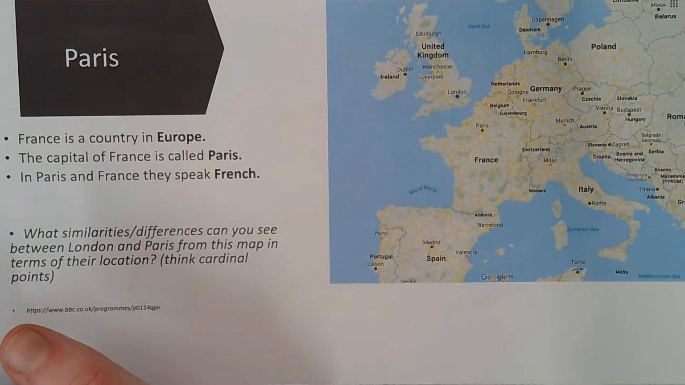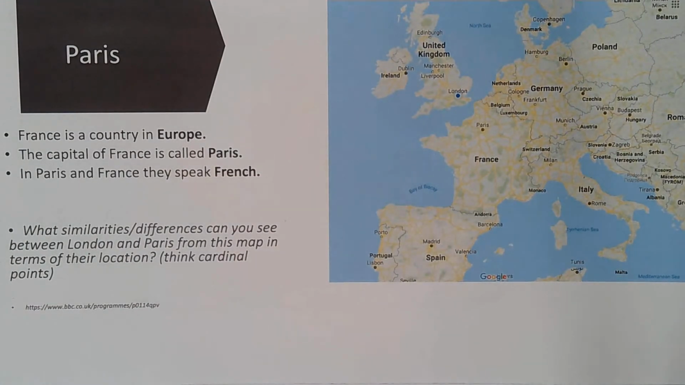What similarities or differences can you see between London and Paris from the map in terms of location? Now, I want you to think of cardinal points. Okay? Think of cardinal points, north, south, east, west. Think about the difference of where Paris is located in relation to its country and how London is located in relation to its country. Okay, just pause the video and think about that.